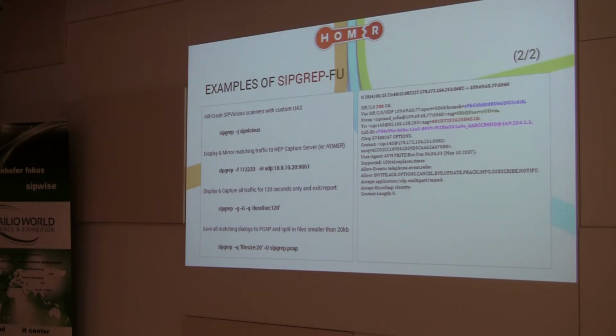Also, a very, very nice feature we implemented is, if you are doing real-time tracing and you would like to see these messages in Homer, it's like a pipe. You can just define which Homer server you would like to use, and all traffic which SIPgrep captures will be automatically duplicated, like copy and paste, to Homer, and you can analyze later what this was and so on.